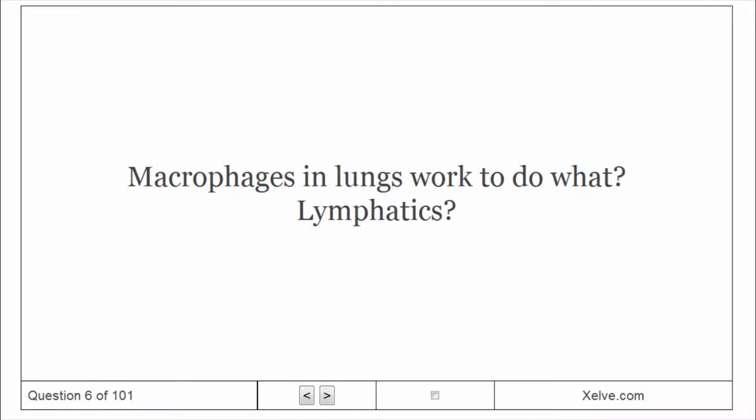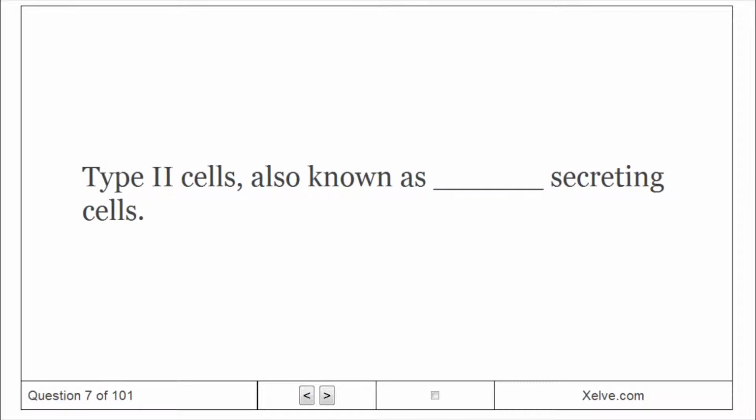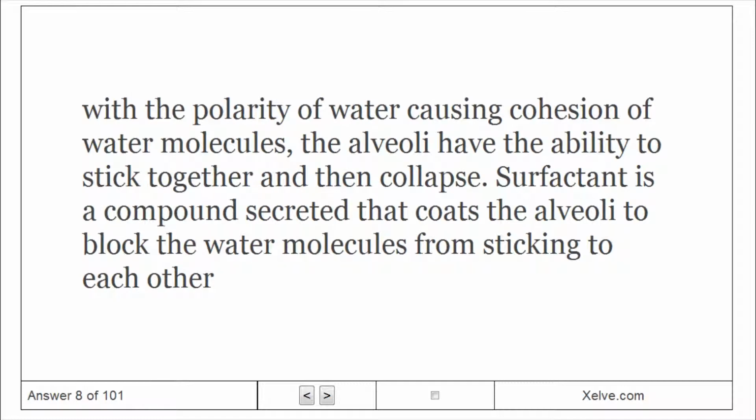Macrophages in lungs work to do what? Lymphatics. Macrophages keep lungs sterile, lymphatics keep lungs dry. Type 2 cells are also known as blank secreting cells. Surfactant. What does surfactant do? With the polarity of water causing cohesion of water molecules, the alveoli have the ability to stick together and then collapse. Surfactant is a compound secreted that coats the alveoli to block the water molecules from sticking to each other.